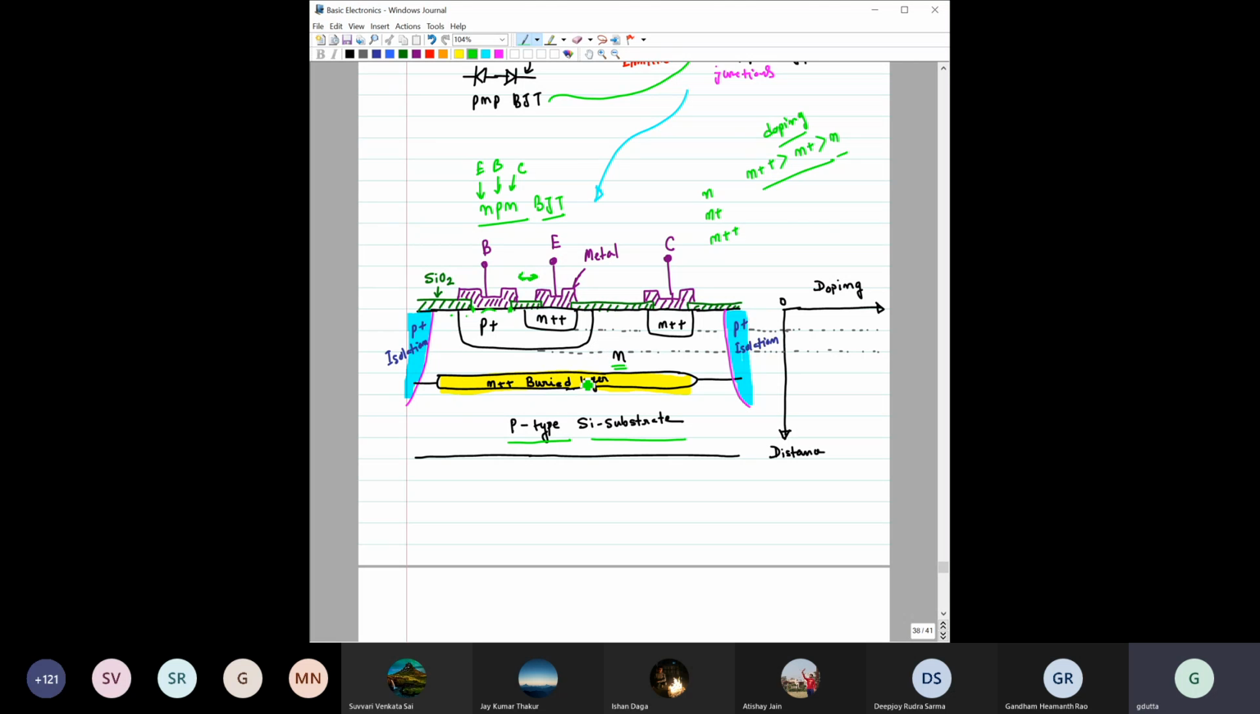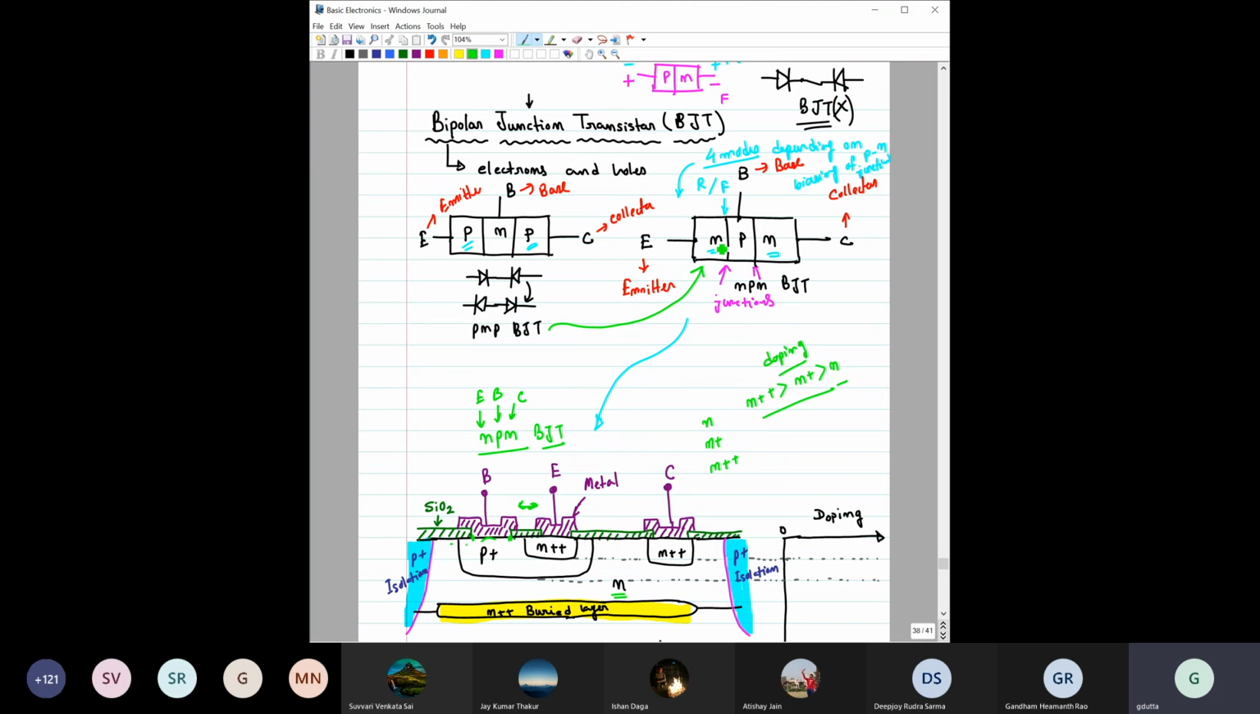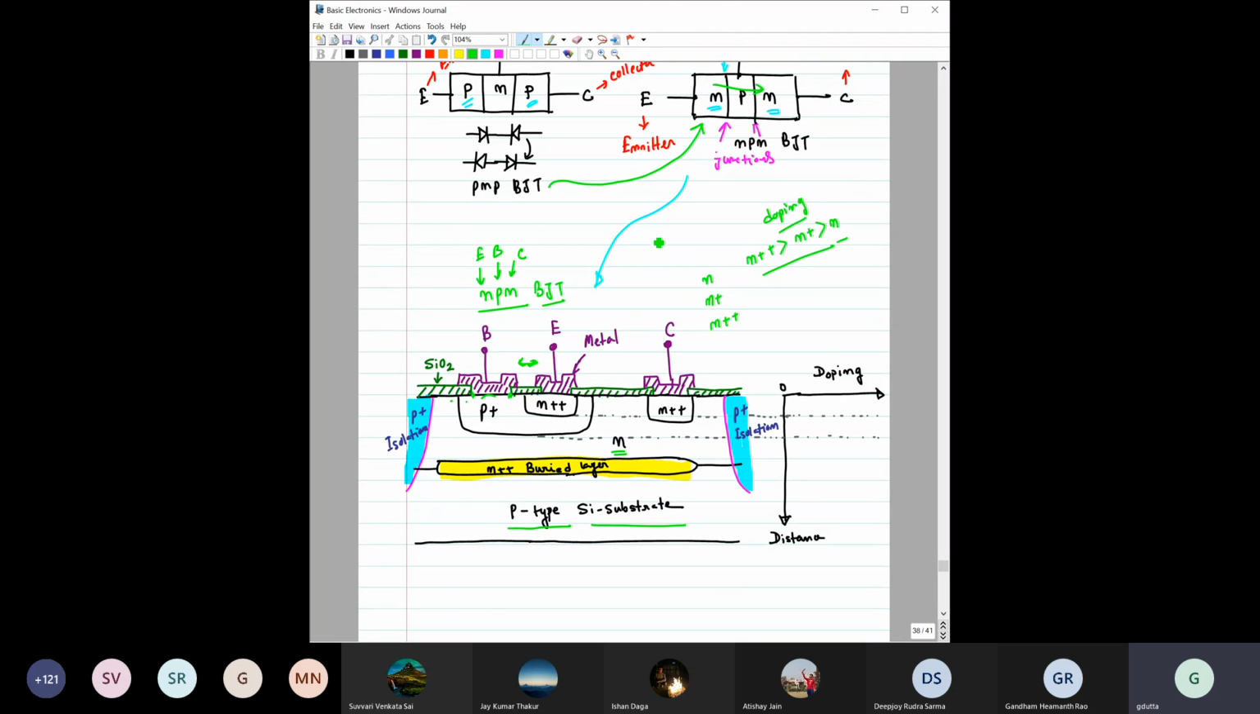And this collector is sitting on top of this N plus plus buried layer, which is used to reduce the collector resistance. Because, thinking from this perspective, this is N plus, this is P. Here the device was considered one-dimensional, where current flows like this, but here it is a 2D picture, and current can flow from here to here, right? Because everywhere it is NPN, this is also NPN, this is also NPN, right? Everywhere it is NPN.